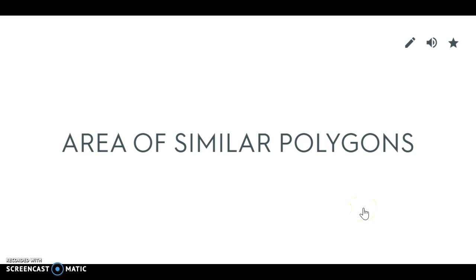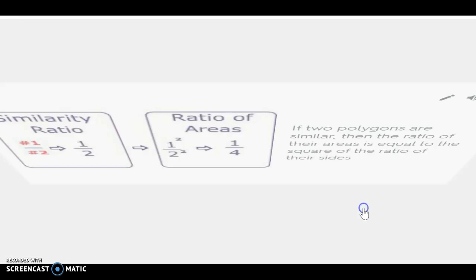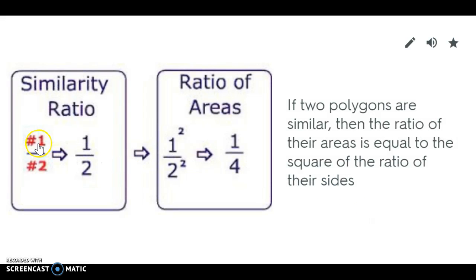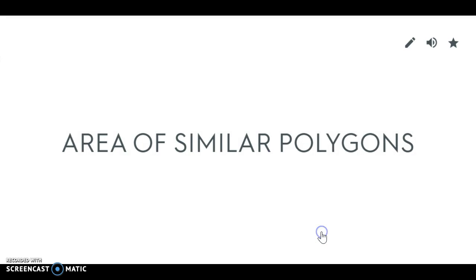Area of similar polygons is a little different because you calculate the area by multiplying, like base times height, length times width. And so for area, the ratio of the sides is 1 to 2, but for the area, you have to square it. So it's 1 squared over 2 squared, because again, you're multiplying, okay? And once we do some examples, that will make some more sense.